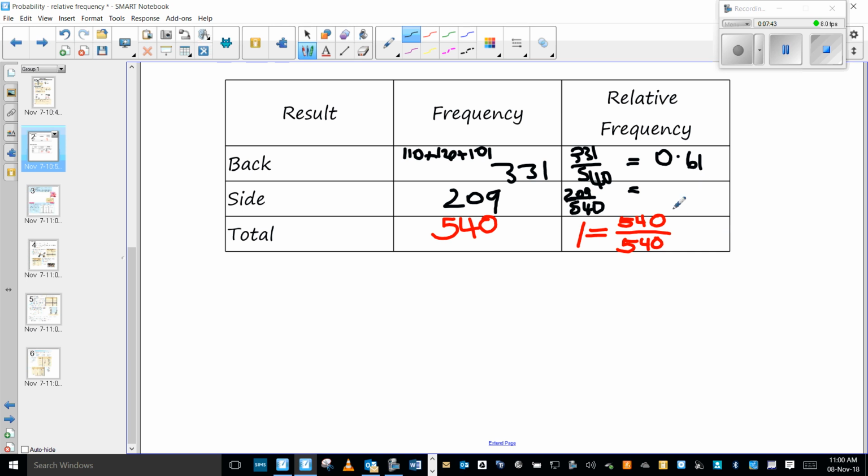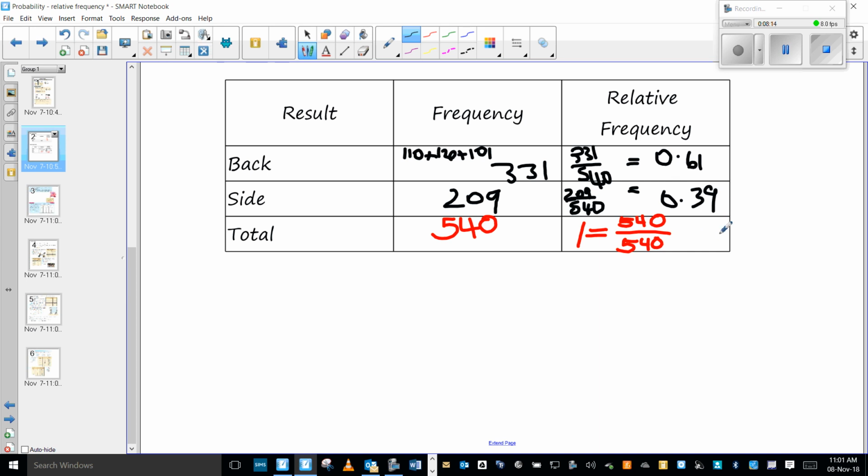That means that this one is 0.39. How do I know it's 0.39? Well, I didn't even put 209 over 540 in my calc. If I knew that this one was 61, yeah, 100 minus 61. Good. That gives us the 39.